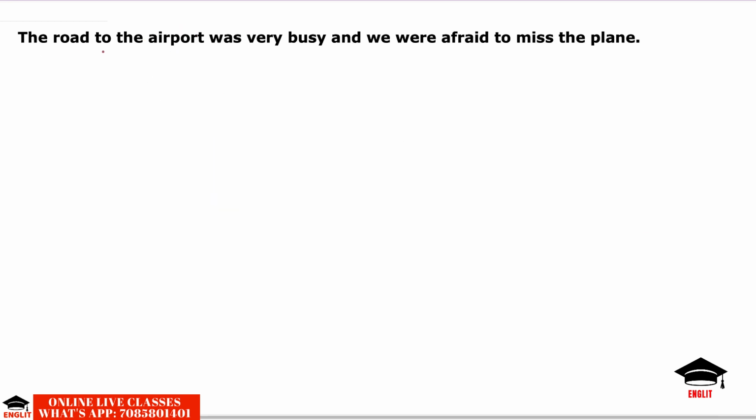Next question. The road to the airport was very busy and we were afraid to miss the plane. The error lies in this afraid to, and it should be replaced by afraid of. Afraid of and then missing. Of is always followed by ing form. Now why we are using afraid of instead of afraid to?